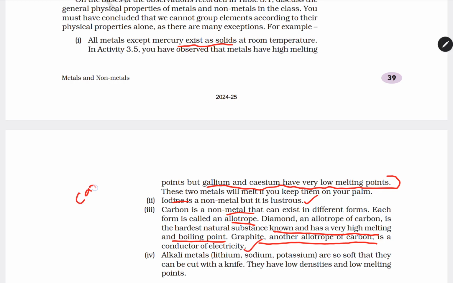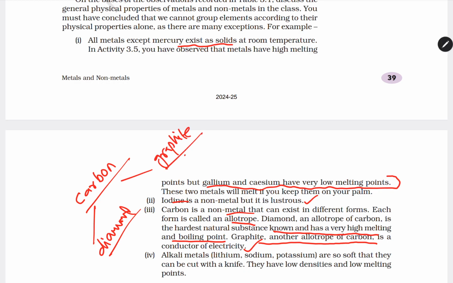The same carbon is behaving in different ways. When it is in the form of diamond, it has particular properties. When it is in the form of graphite, it shows other properties. Diamond is the hardest substance that you can see, and graphite is a good conductor of electricity.